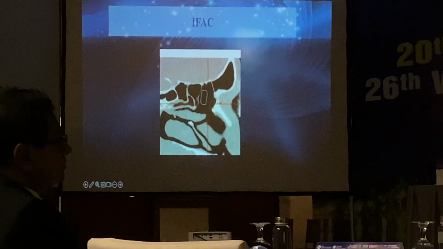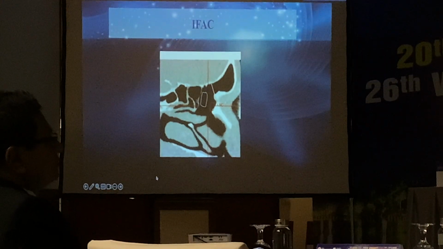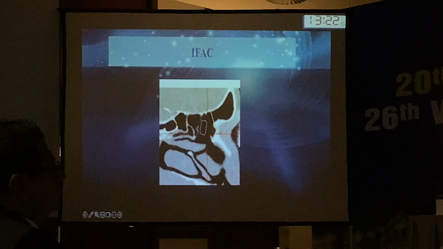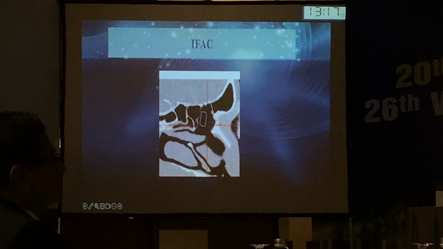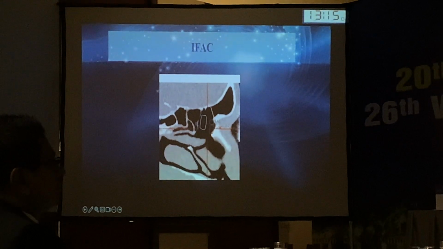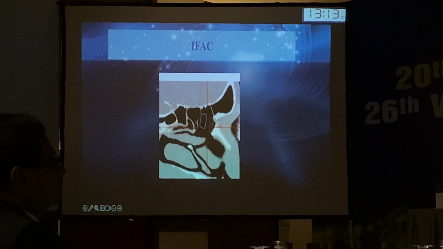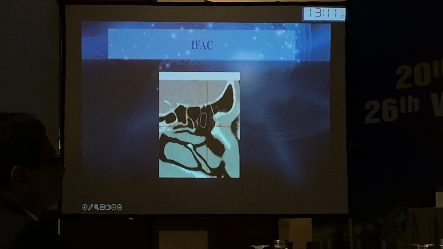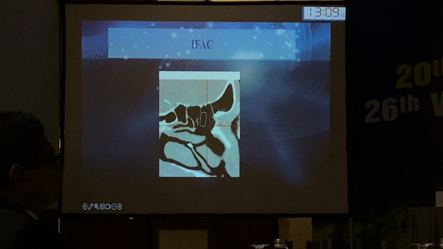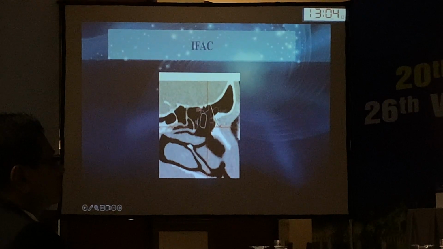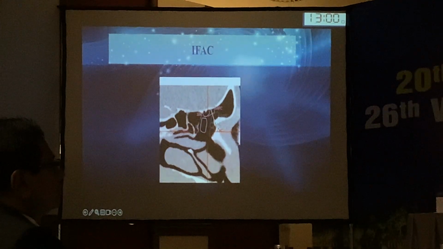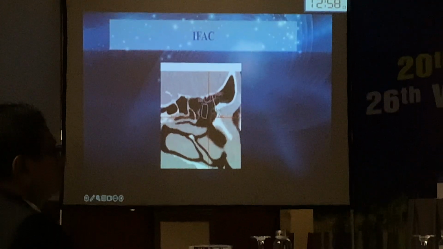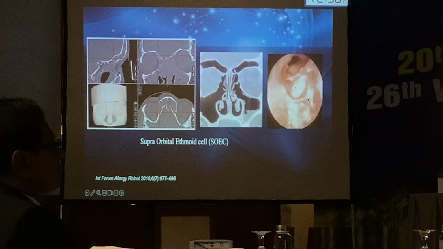I drew a diagram for you to remember easily. This is the agger, this is the bulla posteriorly, and this is the frontal sinus ostium. If you have a cell above the agger, we have the SAC. If the cell extends to the frontal sinus through the frontal ostium, we call it the supra-agger frontal cell. Above the bulla, we have the suprabullar cell, and if the cell extends to the frontal sinus ostium, we have the suprabullar frontal cell. So it's easy to remember.